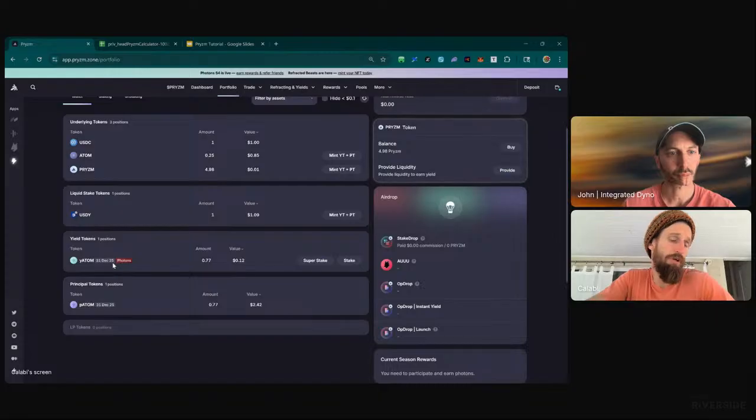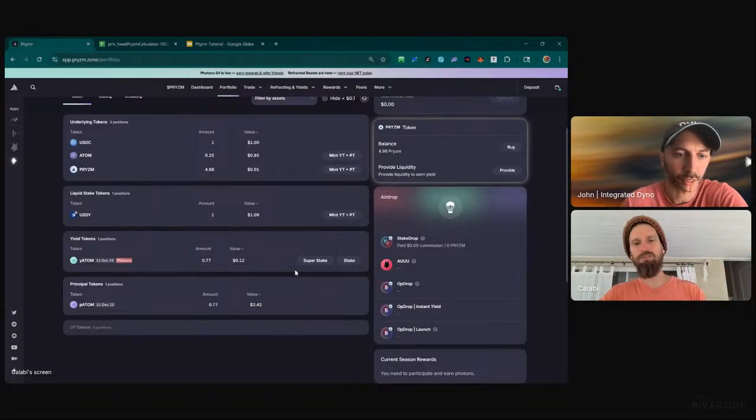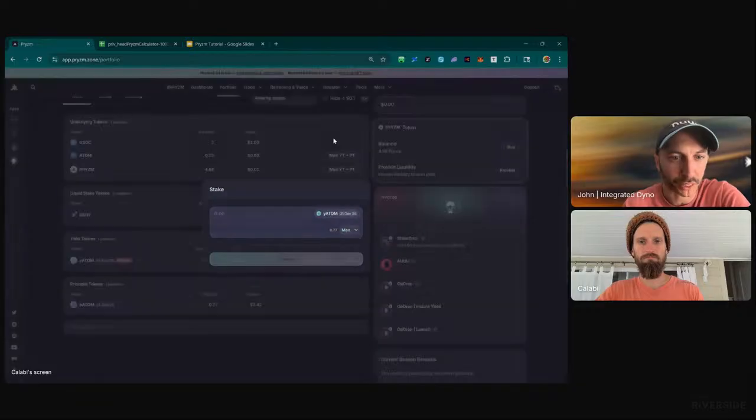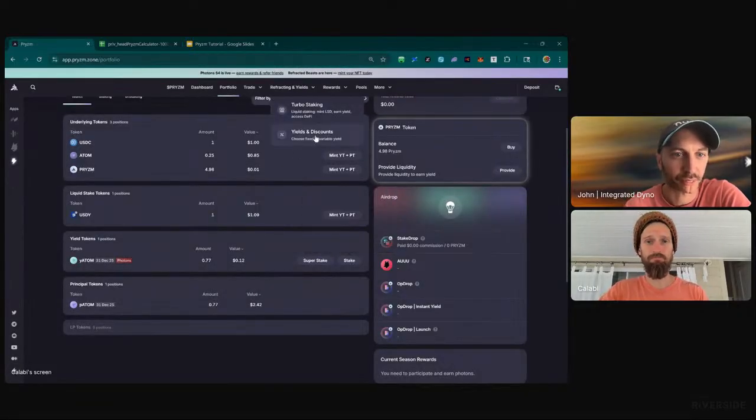Y atom, if you really wanted to, it's overpriced right now. So you could say, hey, I'm just going to sell it. But let's say for now, I'm just going to. Wait, how do you know it's overpriced? So that's on yields and discounts.